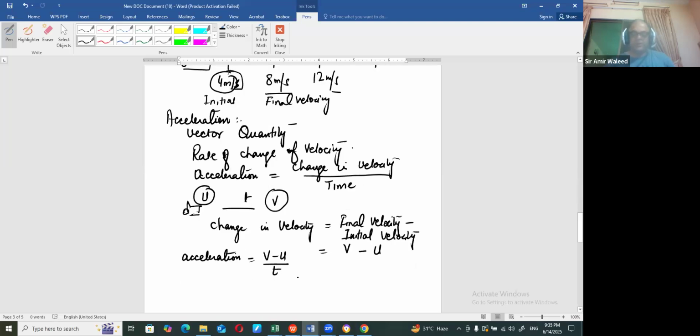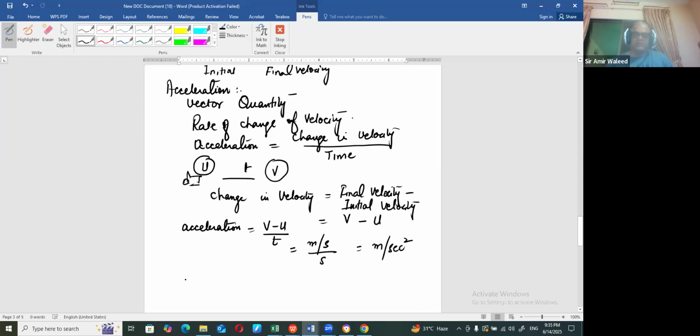And what will be the unit for that? In the numerator, the unit is meter per second, the SI unit, and the denominator is seconds. So the unit of acceleration is meters per second square. This is the unit of acceleration. Now, there are two or three things which are very important in this case.